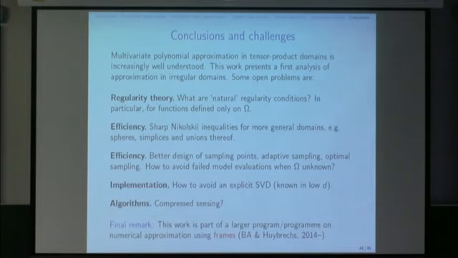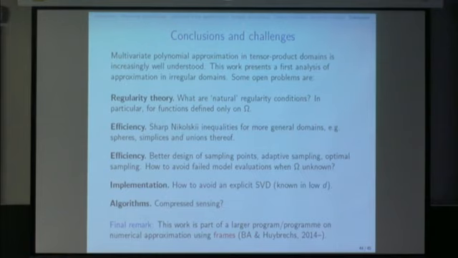Multivariate polynomial approximation in tensor product domains is increasingly well understood. We have a lot of results. We know how to compute them. There's a lot of theory supporting this. What I've tried to do in this work is present a first analysis of a big question about polynomial approximation in irregular domains. As I've alluded to in the talk, there are lots of open problems, many things I don't know how to solve, some of which we've already mentioned. So there are many interesting questions to try and look at.